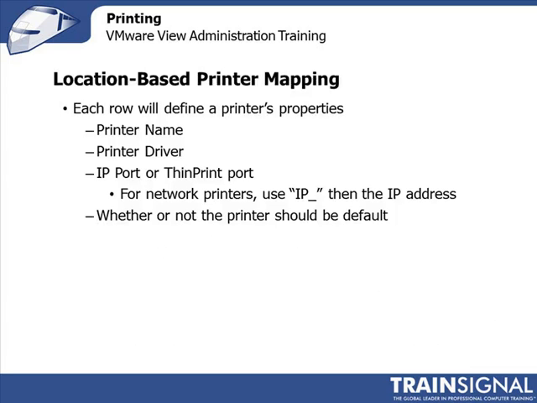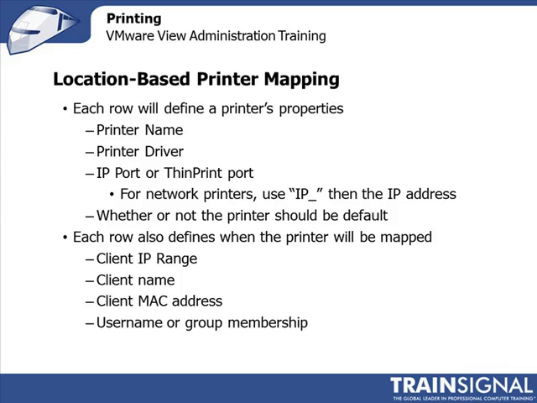Once in that mapping table, you have a series of rows. Each row will define a specific printer's properties, including the name, the driver, the IP port or thin print port, and when using an IP, you need to specify the IP underscore as a prefix to the IP address itself, and a checkbox that defines whether or not the printer will be the default printer for the users.